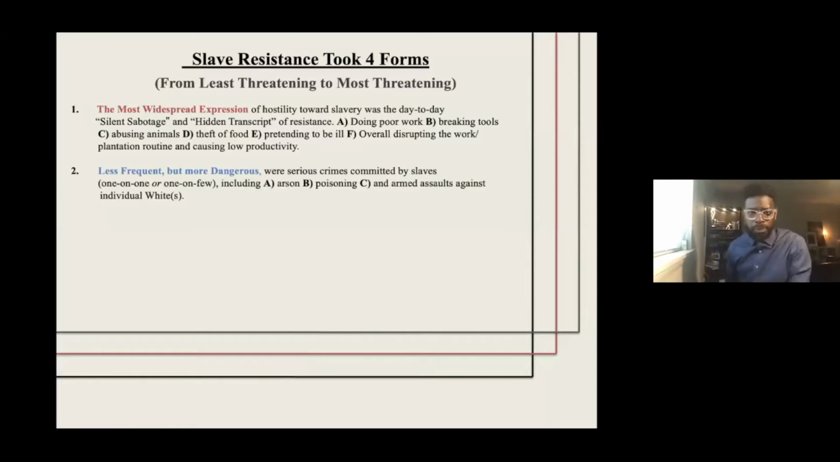The second form, less frequent but more dangerous, are serious crimes committed by slaves. The most important thing to understand about this is it's one-on-one or one on few. So arson, poisoning, somebody works in the kitchen and they slip master a Mickey and he doesn't wake up the next day, right? Or you do something to the family. Armed assault, you see this with Frederick Douglass where he beats Edward Covey up, right? And so it doesn't help the entire body of the enslaved, right? But it works on a kind of one-to-one to one-to-few basis, right?